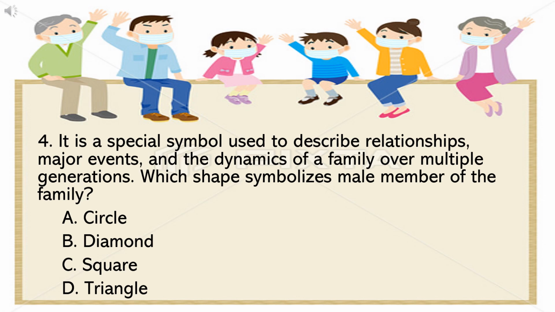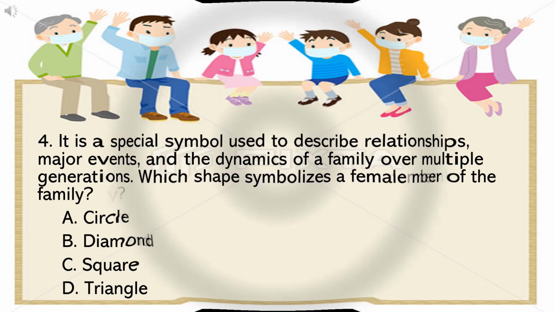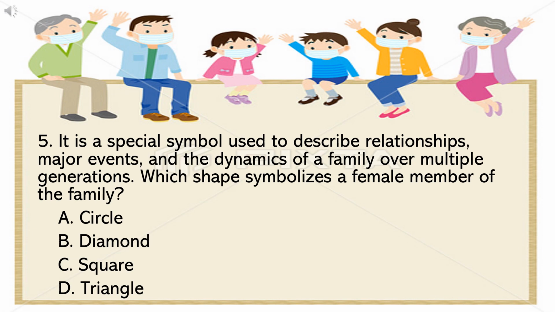4. It is a special symbol used to describe relationships, major events, and the dynamics of a family over multiple generations. Which shape symbolizes male member of the family? A. Circle, B. Diamond, C. Square, D. Triangle. 5. It is a special symbol used to describe relationships, major events, and the dynamics of a family over multiple generations. Which shape symbolizes female member of the family? A. Circle, B. Diamond, C. Square, D. Triangle.